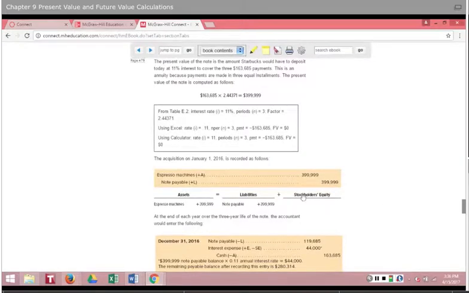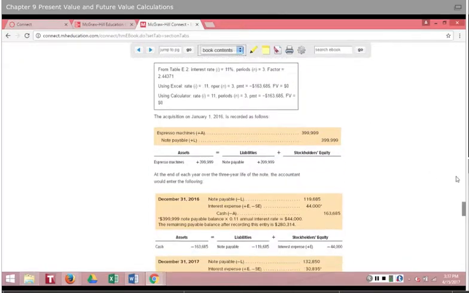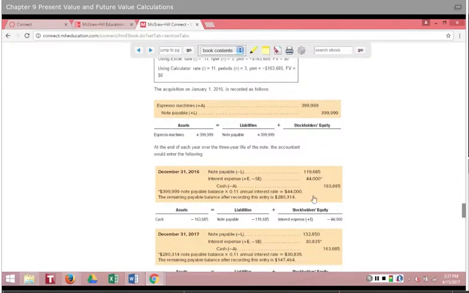At this point in time, we would put the value of the espresso machines on the books at $399,999, approximately $400,000, and we would show the note that we owe equaling approximately $400,000. At the end of the first year, when we make the first payment of $163,685, part of this is interest and part of it is the reduction of the note.